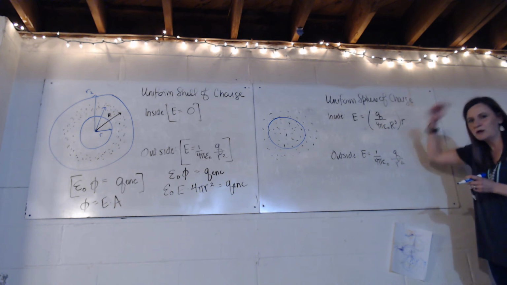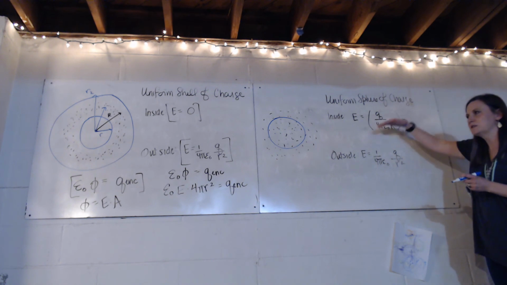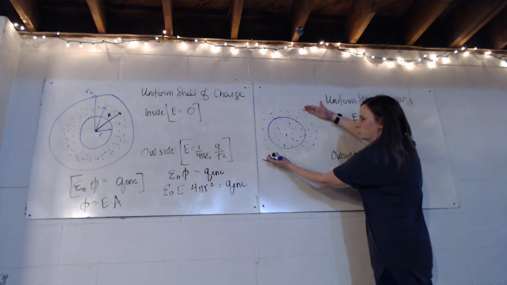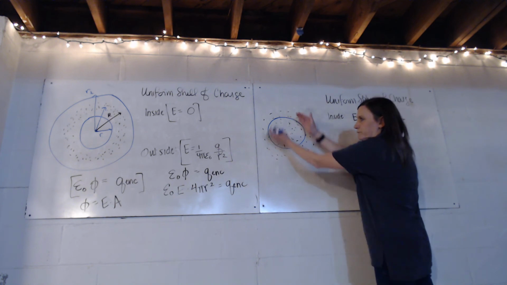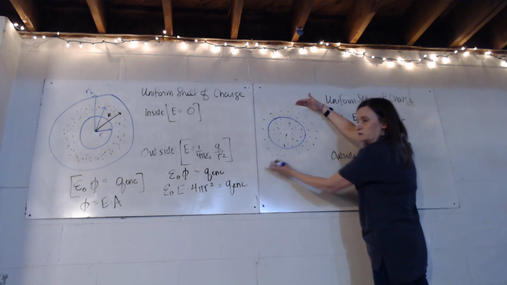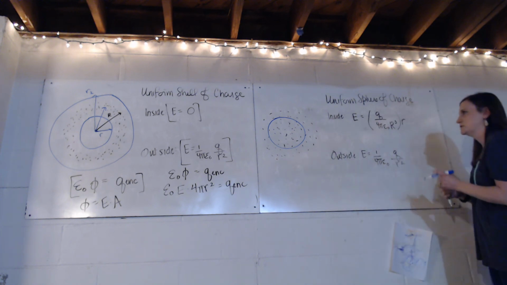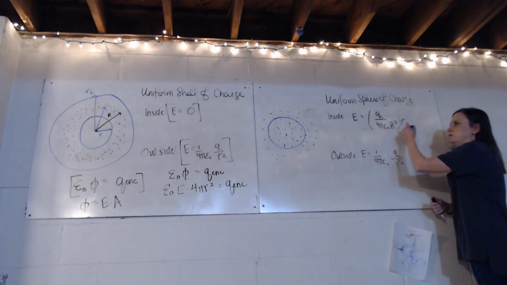They show it to you in the book. I just don't have the space on the board. You essentially just make a ratio: the amount of charge enclosed divided by the total charge is equal to the amount of volume enclosed over the total volume. And you do some solving. It's a cute little derivation, not a nasty one. But you end up with this equation for the electric field.